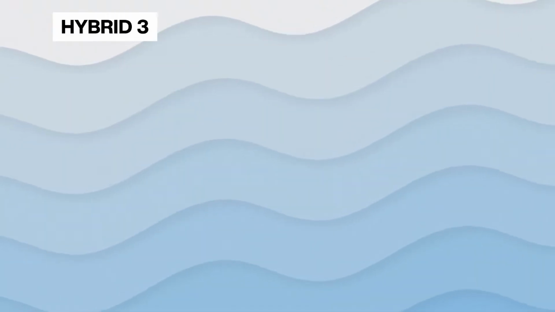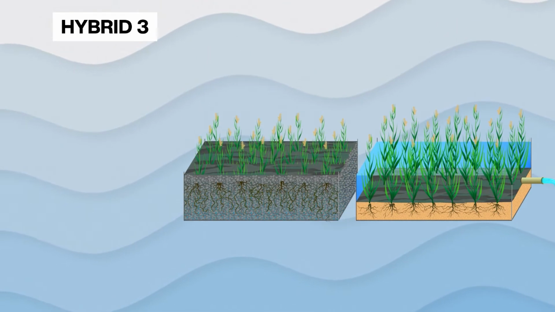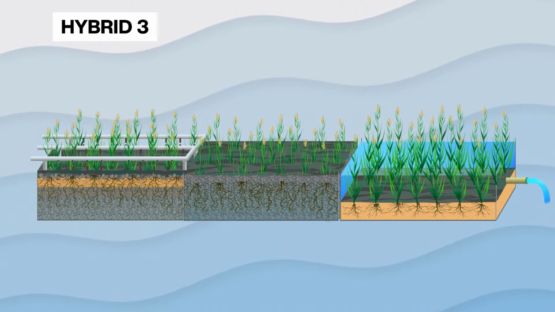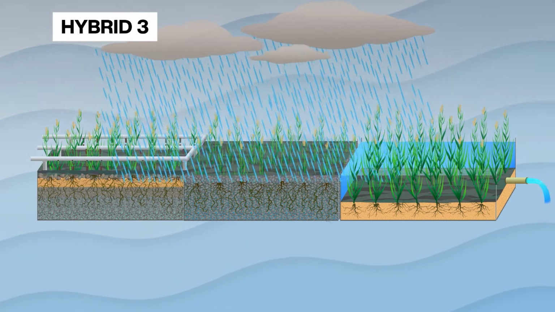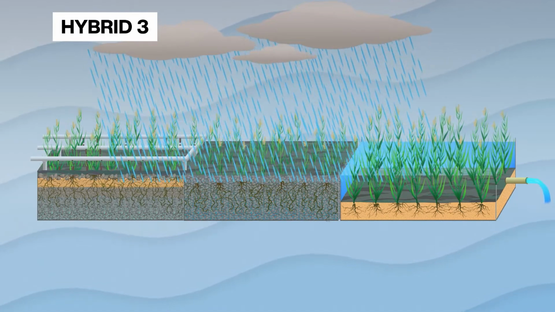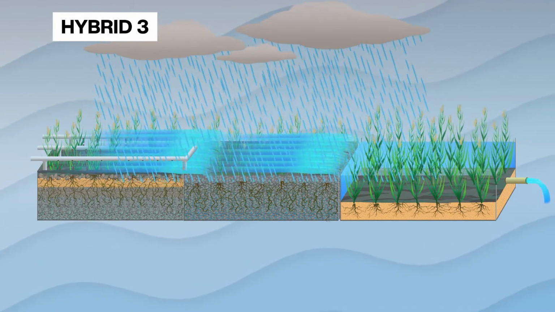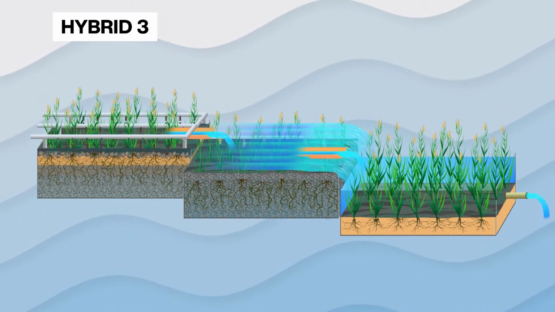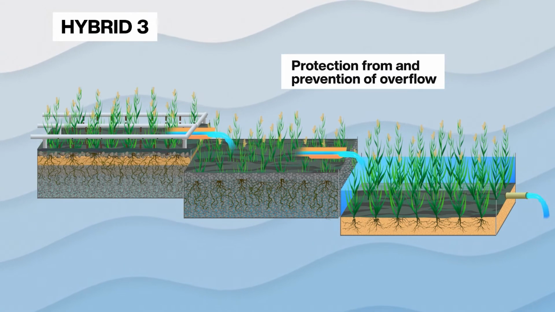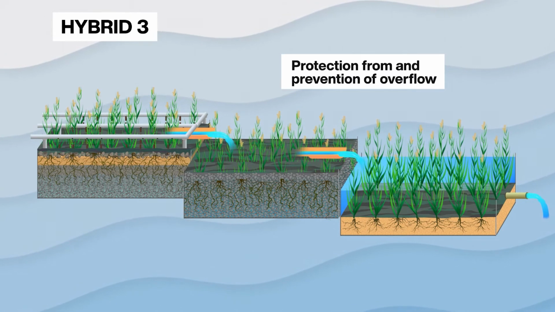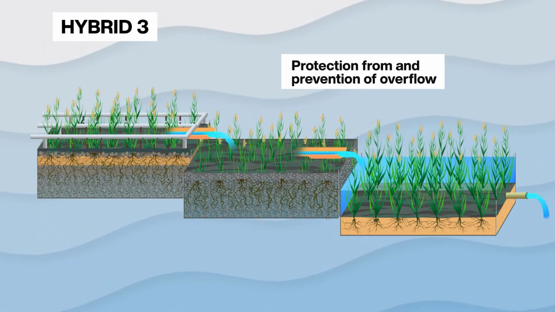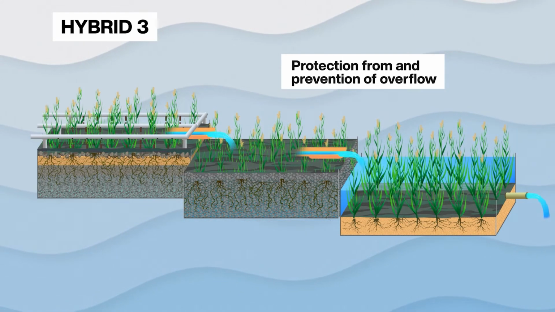Exactly. The third hybrid. Constructed wetlands of the first, second, and third type are connected in a row. For what purpose, Miss Doolittle? During rainy season, this kind of system can protect both of the subsurface flow constructed wetlands from overflowing. Excess water is redirected through a bypass pipe into the surface flow constructed wetland, which can withstand an extra hydraulic load. By the way, Professor, you omitted the bypass pipe.